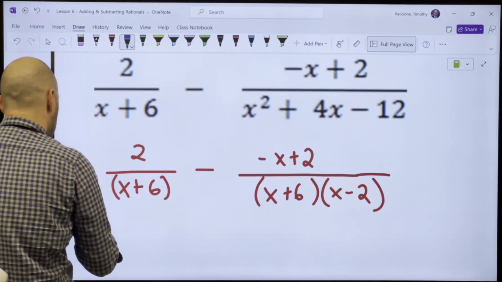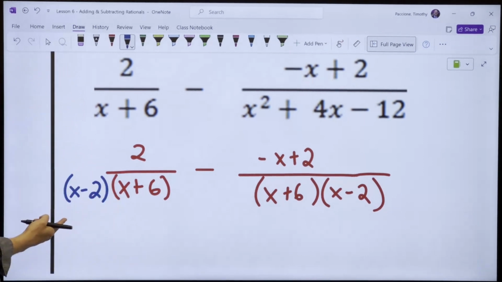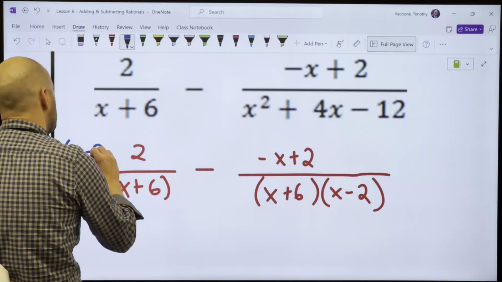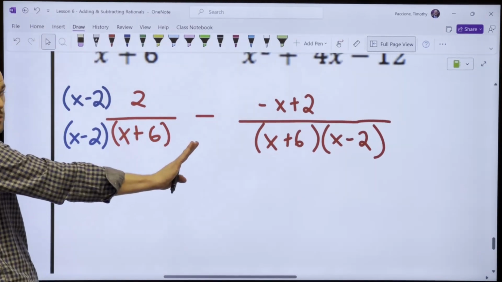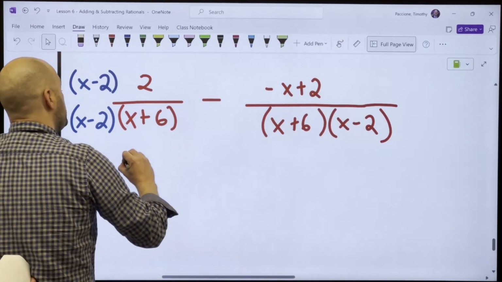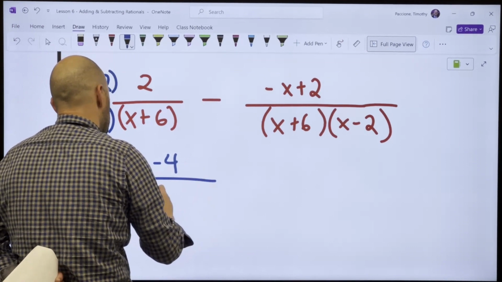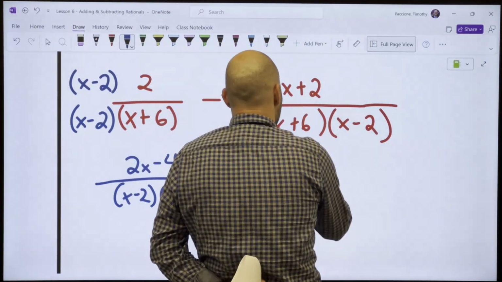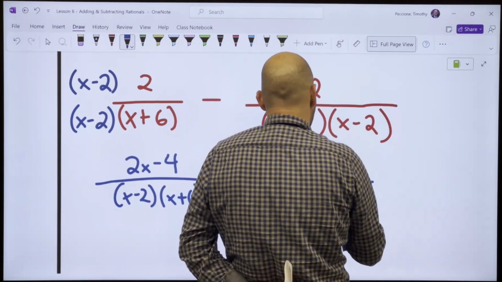So we add it, or I should say multiply it. x minus 2. Now, if I multiply the bottom by x minus 2, I also multiply the top. And you get a distribution situation here, so be careful, right? Because 2 times x minus 2, that 2 will distribute through. Okay, so then I see where I land here. On the top, I have 2x minus 4 over x minus 2, x plus 6, minus, and then I have negative x plus 2 over x minus 2, x plus 6.